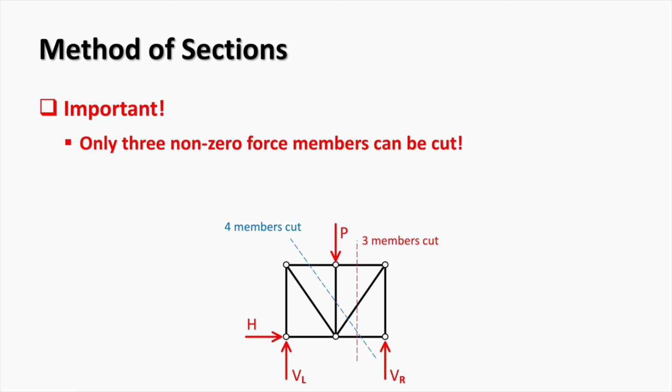It is important to remember that only three non-zero force members can be cut. Otherwise, it will not be possible to solve the truss, as we only have three equations of equilibrium in 2D. If you need a reminder on zero force members, you can find this in the previous lecture on the method of joints.